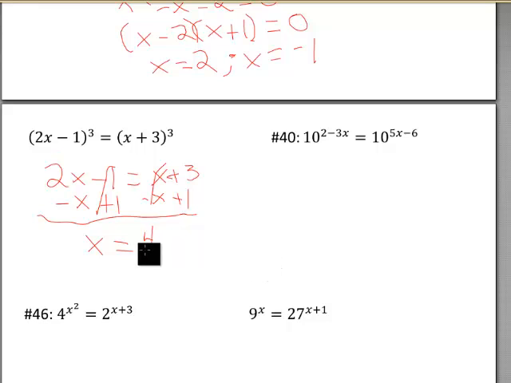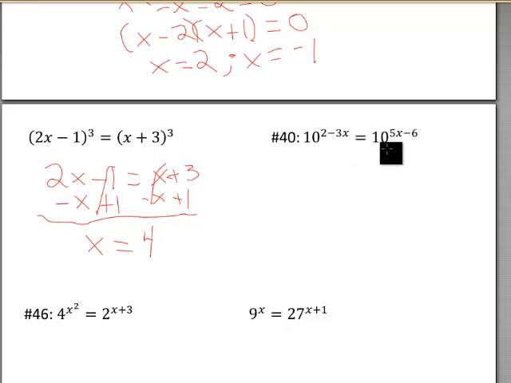So we can see that if we plugged in x, 2 times 4 is 8 minus 1 is 7 cubed. 4 plus 3 is also 7 cubed, so 7 cubed is equal to 7 cubed. I don't need to know what 7 cubed is to know that both of these are equal to each other. Okay? Same sort of thing here.